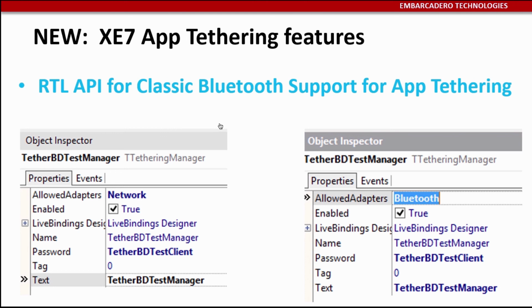Now it's important to note here that if in XE6 you used network Wi-Fi based application tethering, you can easily switch your existing apps to use Bluetooth Classic tethering in XE7. Like we see on the slide, the only change you need to make is to switch the allowed adapters property from network to Bluetooth on your tethering manager component. You will also need to make this change to the tethering manager component on all the other tethered apps.